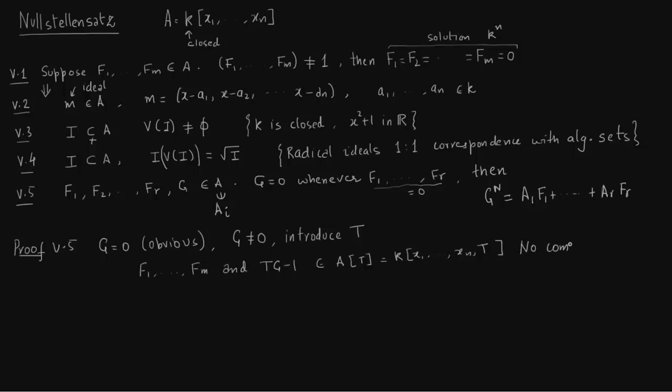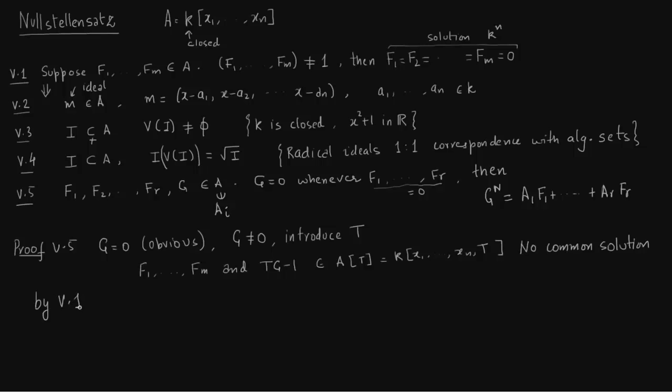So why is that? If all the f's vanish and g vanishes, then T g minus 1 would not vanish. And that is precisely the point. T g minus 1 does not vanish. That is the obstruction, and therefore you do not have a common solution.